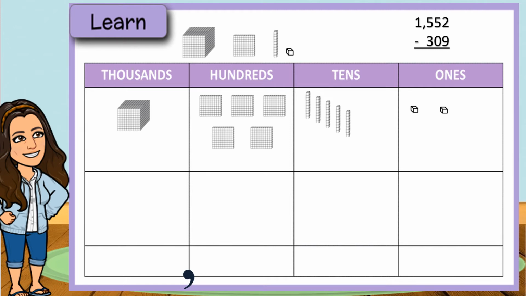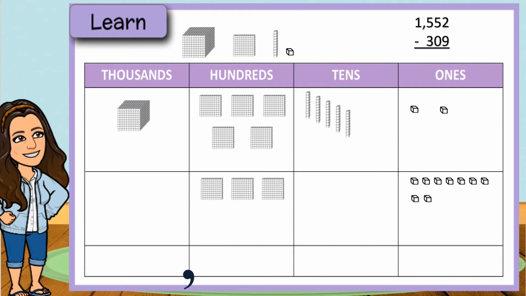1,552. Next, I'm going to repeat this process, but write the number 309 using my models. So I'm going to add 9 units into the ones column, no units in the tens column, and then I added 3 units into the hundreds column.